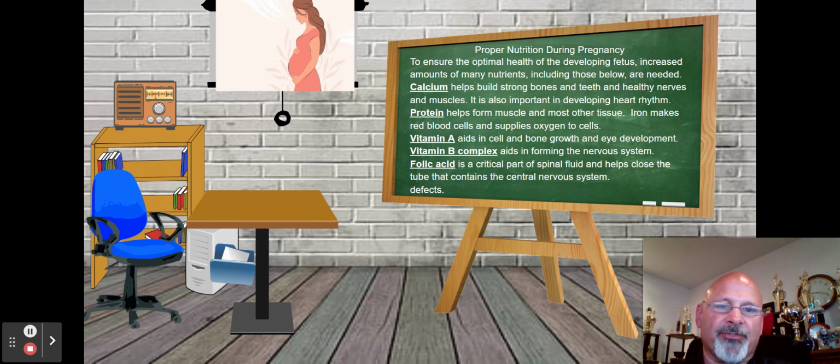Iron makes red blood cells and supplies oxygen to cells. Vitamin A aids in cell and bone growth and eye development. Vitamin B complex aids in forming the nervous system. Folic acid is a critical part of spinal fluid and helps close the tube that contains the central nervous system. So at this time, the mother will probably be put on a special kind of diet, making sure all those vitamins and minerals are used.